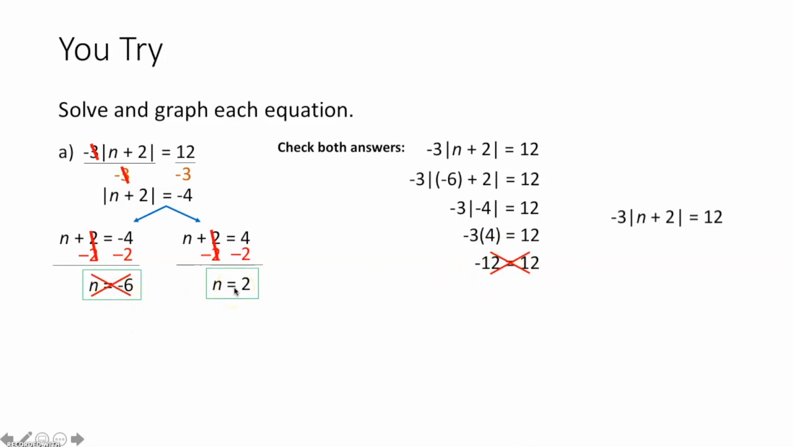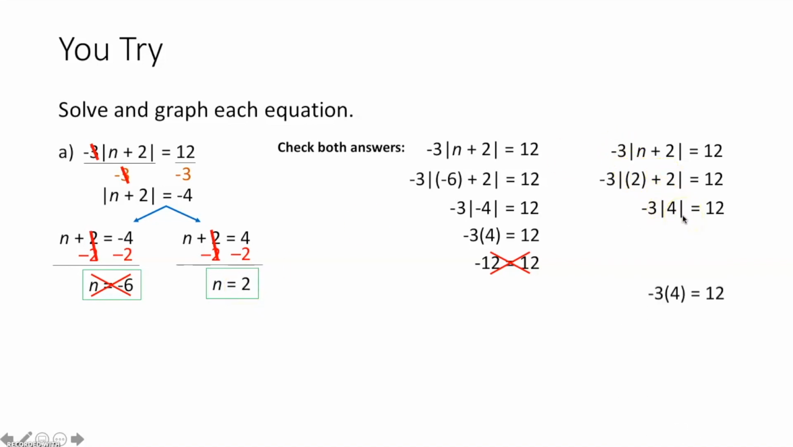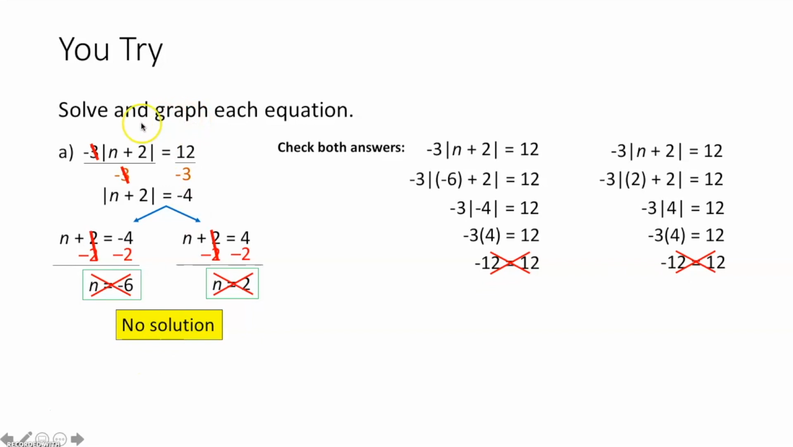Same thing over here. We're going to plug this into the original equation for n. So we plug in 2. What's 2 plus 2? That's 4. What's the absolute value of 4? That's 4. And what's 4 times -3? That's -12. Because this is -12, this is +12, they are not equal. Therefore, this is not one of your answers, and you can say there is no solution to this absolute value equation. Again, you could have seen this coming. Like we said, absolute value by itself equal to a negative number can't happen.